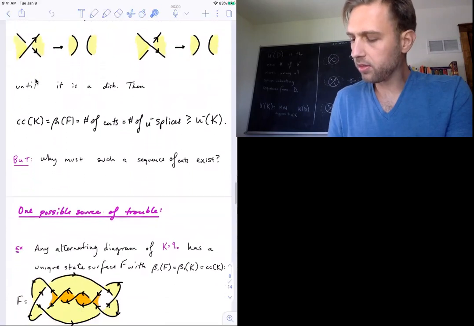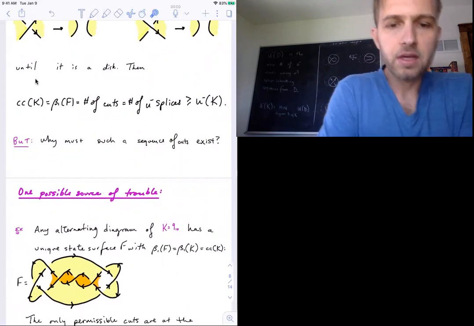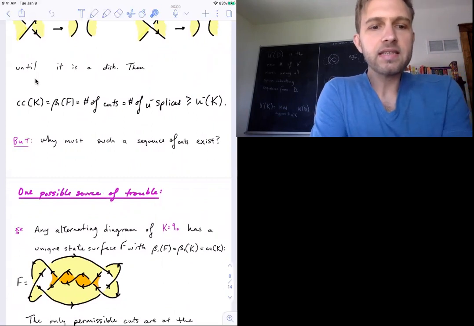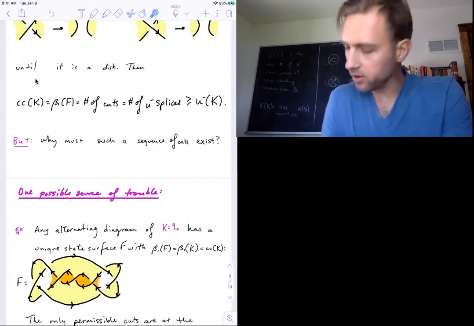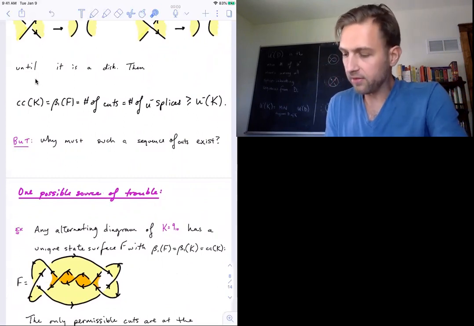Well, there is a concern, and the main issue that comes in is illustrated by the following example. So the 9_10 knot, here's a diagram of it, and this knot has only one state surface of minimal genus, and it's the one that I've drawn here. It's got this bridge coming over the top, and the first Betti number is 3.